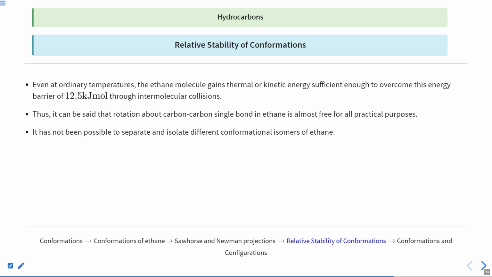Thus it can be said that rotation about the carbon-carbon single bond in ethane is almost free for all practical purposes. It has not been possible to separate and isolate a conformational isomer of ethane. Since this energy barrier to rotation is very small, the energy required to rotate the molecule is called the rotational barrier. Since this difference is so small, it is very difficult to isolate a conformation, because as soon as we isolate it, it can rotate even with a small amount of energy.